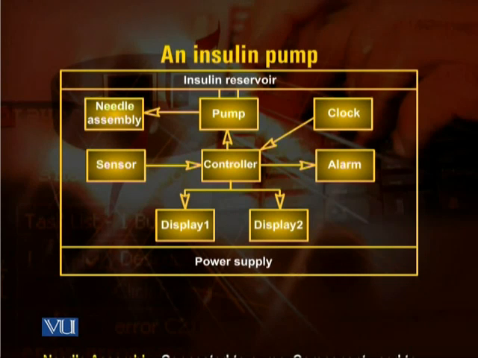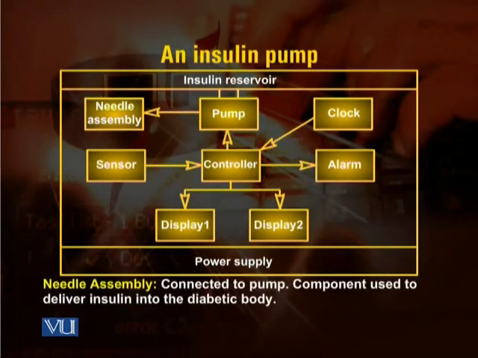Here the arrows show the direction of flow of information. So there is this flow from pump to the needle assembly, from clock to the controller, from controller to pump, from controller to alarm, from sensor to controller, from controller to display 1 and display 2. Now the first component that we have is the needle assembly.